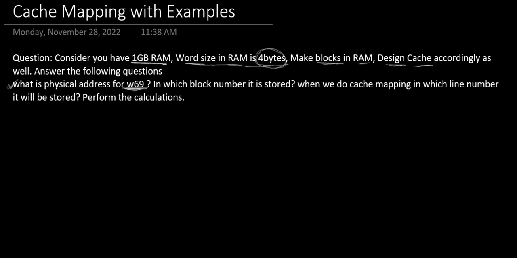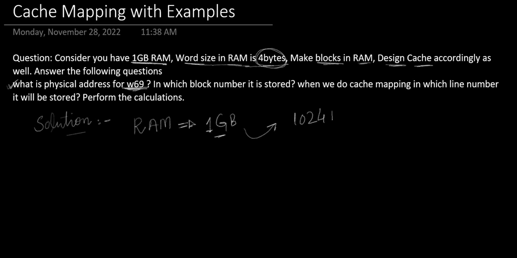So let's start the solution for this question. Let's start with the RAM size. My RAM size is, as I told you, 1 GB. If I'm giving you a 1 GB RAM size, it simply means that I have 1024 megabytes in my RAM. I'm always talking about megabytes. It's not about bits.